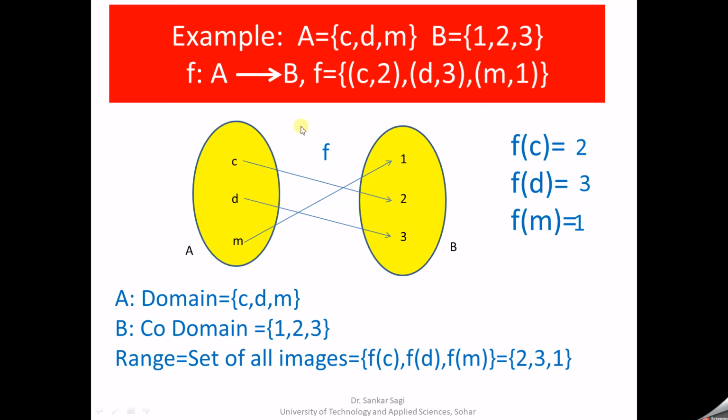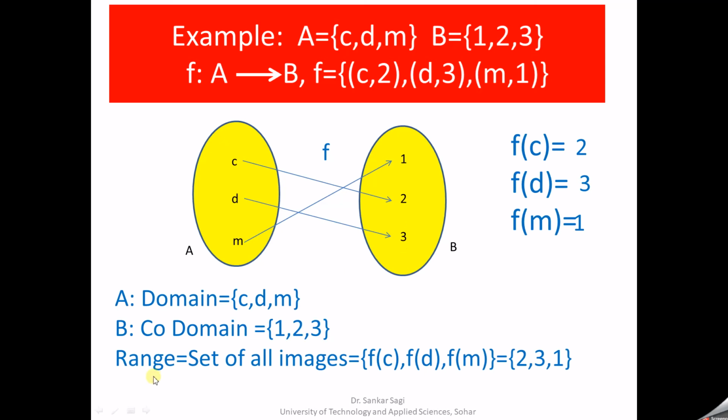After that we look at the definition of domain, codomain, and range. When we have a function from A to B, the first set A is called the domain. Here the domain is the set consisting of c, d, m, that is, A is the domain. And the second set we call the codomain. Here the second set is B, equal to the set containing 1, 2, 3.